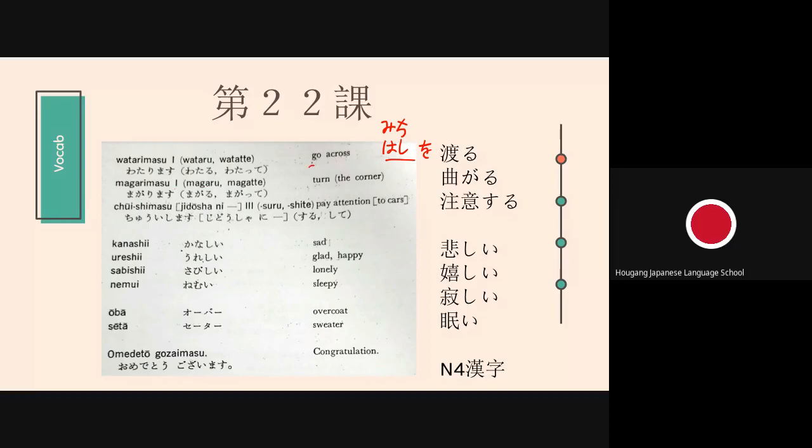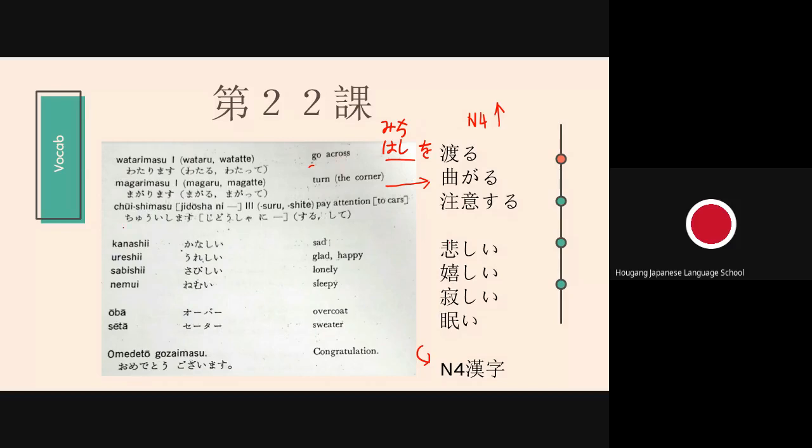Magarimasu is turn. These are the kanji, I don't really need you to know them, it's just additional info. There are at least N4 and above, so I won't go through much anyway. N4, no kanji. Magarimasu is turn. You'll need them later because in lesson 22, we are finally going to teach you how to say turn left, turn right. Then you reach your 7-Eleven, for example.